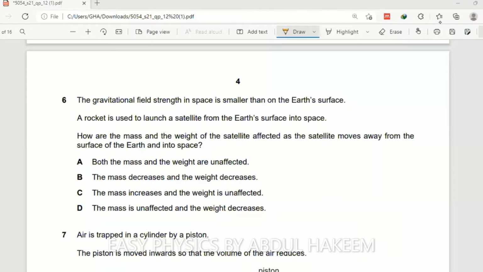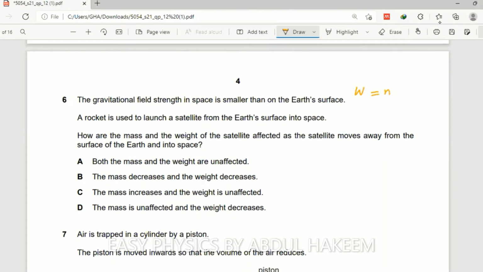Okay, the next question is question number 6. The gravitational field strength in space is smaller than the Earth's surface. So when the gravitational field strength is small, then definitely the weight of the object will be small because weight W is equal to mg, and the mass remains the same and the weight is directly proportional to g.